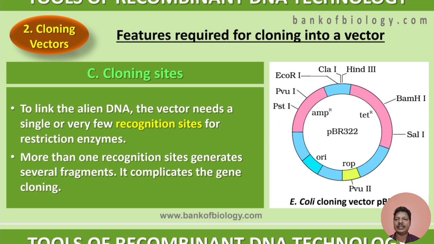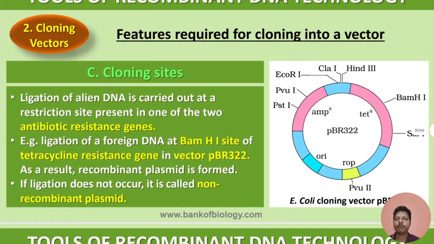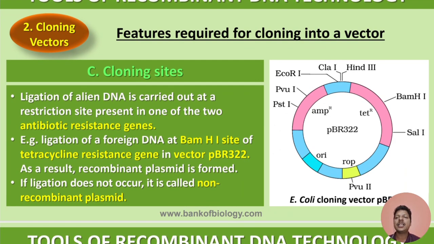Then third is the cloning site. To link the alien DNA, the vector needs a single or very few recognition sites for the restriction enzyme. More than one recognition site generates several fragments and complicates the gene cloning. That's why it needs a single or very few recognition sites. Then ligation of alien DNA is carried out at a restriction site present in one of the two antibiotic resistance genes.